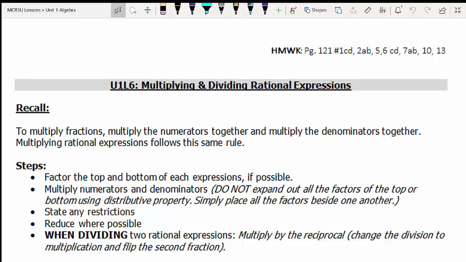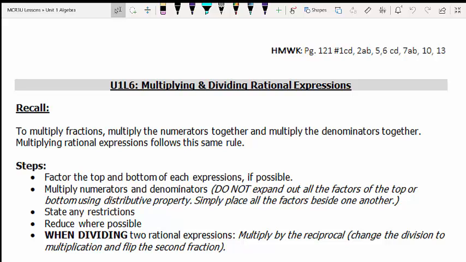Unit 1, Lesson 6, Multiplying and Dividing Rational Expressions. So to multiply fractions together, you guys know that you just take the numerators, multiply them together to get your new numerator, and multiply the two denominators together to get your new denominator. Multiplying rational expressions is the same. You just multiply straight across.